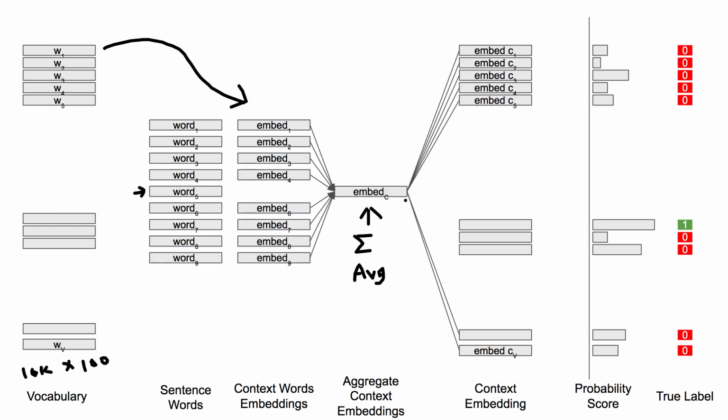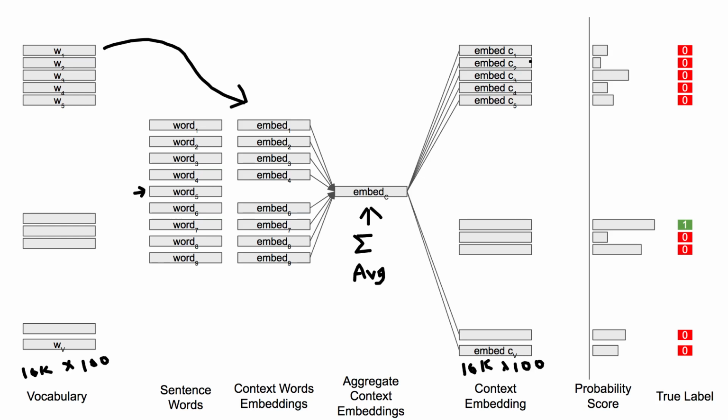Now you have another set of vectors, again of size 10k cross 100. Now this represents the context representation or the context vector for each of the corresponding words.